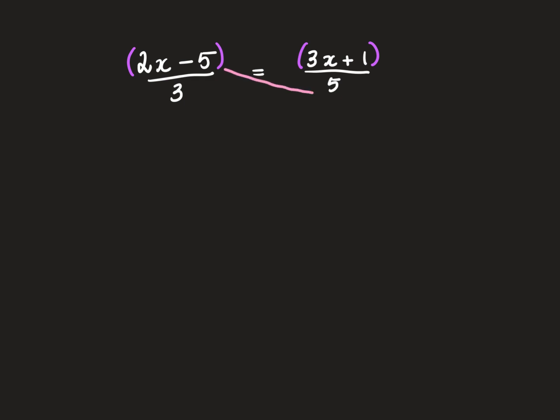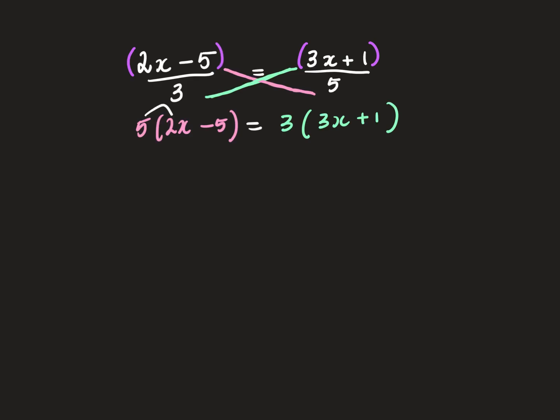Here's another example where I've got a fraction equals a fraction. When I've got a fraction equals a fraction, what I do is cross multiply. Look at how I do it. I put brackets around those ones. Then I say that times that equals that times that. And let's do that. 5 times 2x minus 5, keep those brackets, is equal to 3 times 3x plus 1.